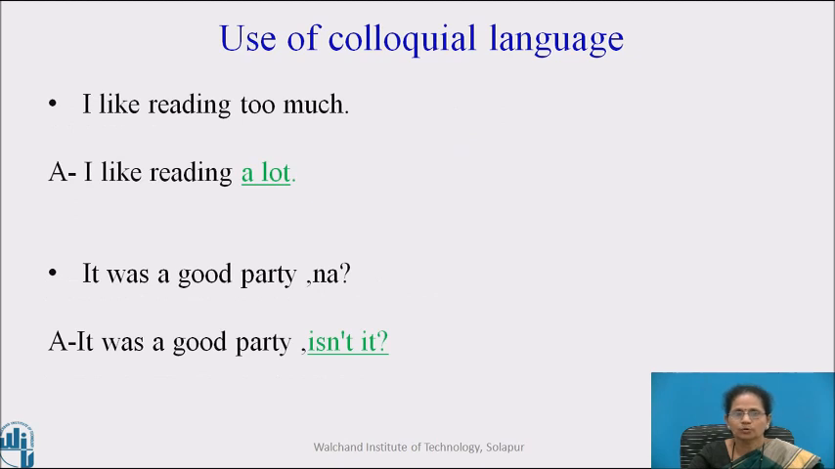Colloquial language means conversational language or informal language, which is regarded as incorrect or bad language. It is not accepted in English communication. So see the examples. I like reading too much. Too much means excessive. So here the correct usage should be: I like reading a lot. See the second example. It was a good party, na? The correct question tag here is isn't it, not na.